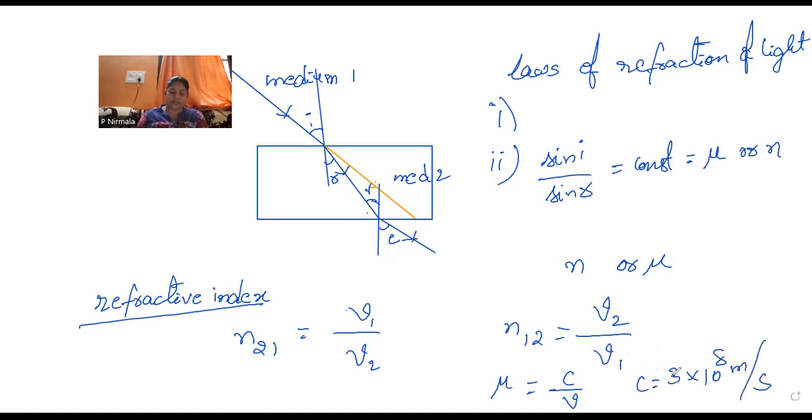This is a constant. Next, if you see in your textbook, the refractive index table gives the material, the medium, and the corresponding refractive index. Air has a very low refractive index, 1.003, which is near 1, and diamond has a higher refractive index, 2.42.